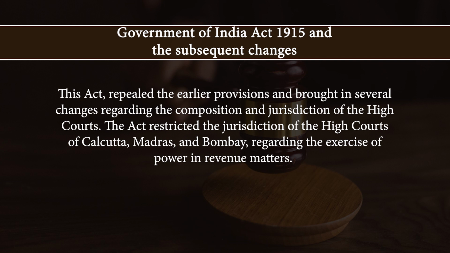The Act restricted the jurisdiction of the High Courts of Calcutta, Madras, and Bombay regarding the exercise of powers in revenue matters. All High Courts were to remain courts of record and had the power of superintendence over all courts subject to their appellate jurisdiction. High Courts also had the power to frame rules and regulations pertaining to the subordinate courts' functioning.